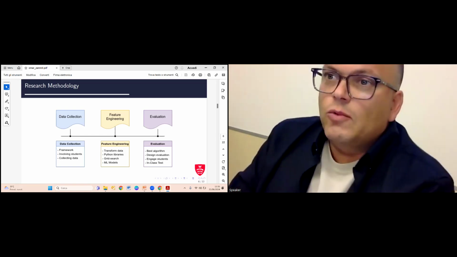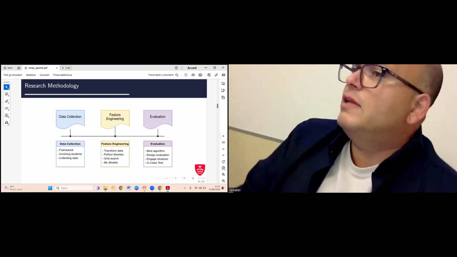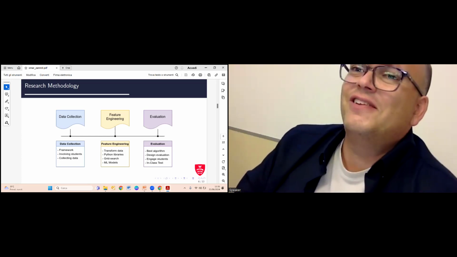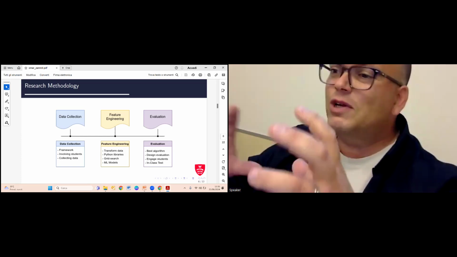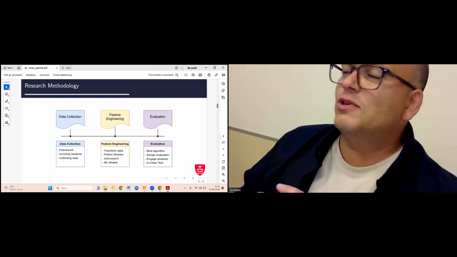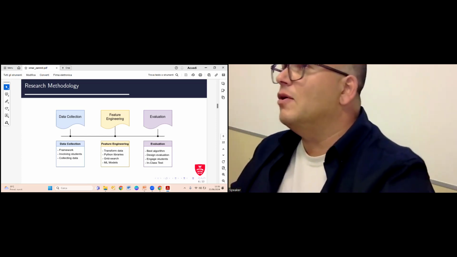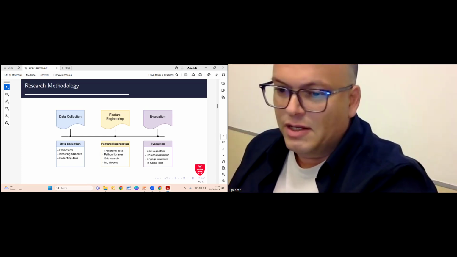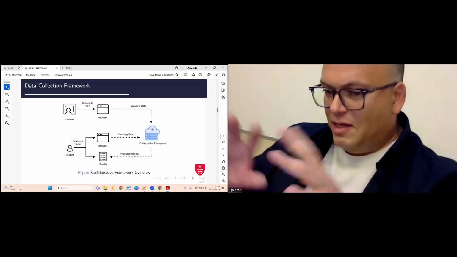So the algorithm will learn that. And once we collected all the data, we ended up with a lot of data because we search a lot on the internet. And we did feature engineering. We identified which parts are important and which are less important. And then we used it to evaluate algorithms and determine which algorithm should be used in this aspect. So basically, this is how it works as an overview.